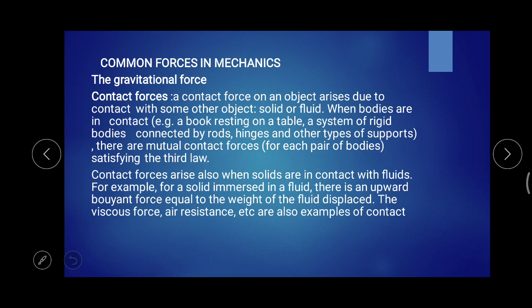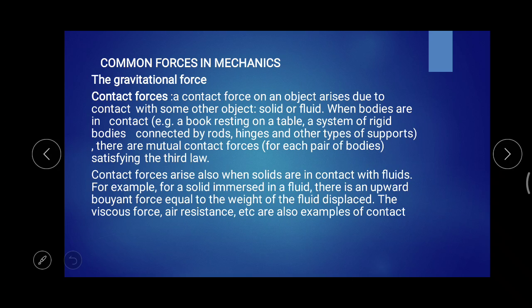So what are contact forces? As the name reveals, if two bodies are in contact, and due to that contact there are any forces between those two bodies, such forces are known as contact forces. As we have seen, when you keep a notebook or a textbook on a table, there will be a contact between the surface of the table and the book.